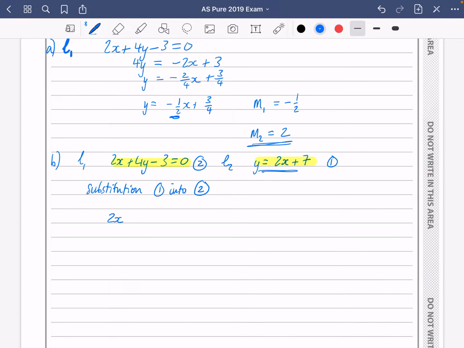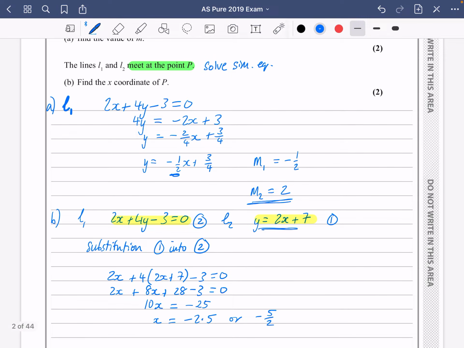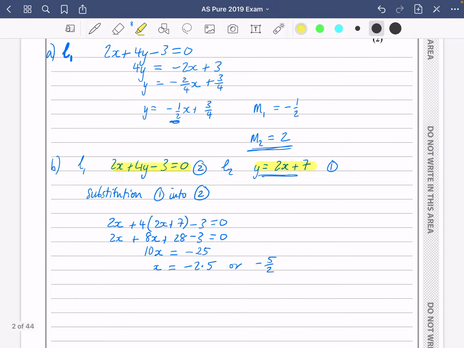So I'm going to substitute equation 2 into equation 1. That would give me 2x plus 4 lots of y, which is 2x plus 7, minus 3 equals 0. Expanding the brackets, I get 8x plus 28 minus 3 equals 0. And so this simplifies to 10x equals minus 25, which means that x is minus 2.5, or you may have written it as minus 5 over 2. Now you'll notice here it only wanted us to find the x coordinate of P. This means you don't need to find the y coordinate, so our answer of minus 2.5 is good enough for us to stop here.